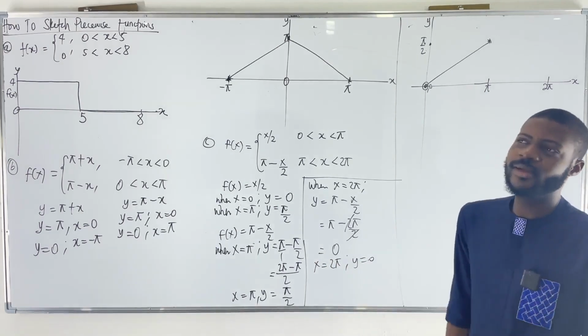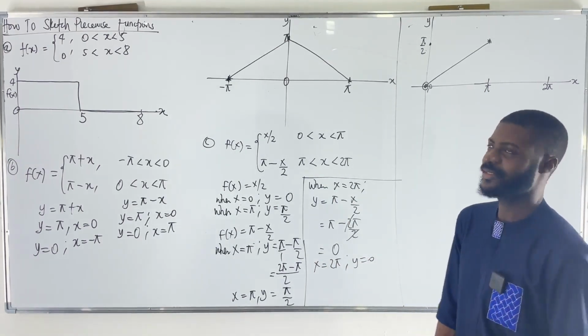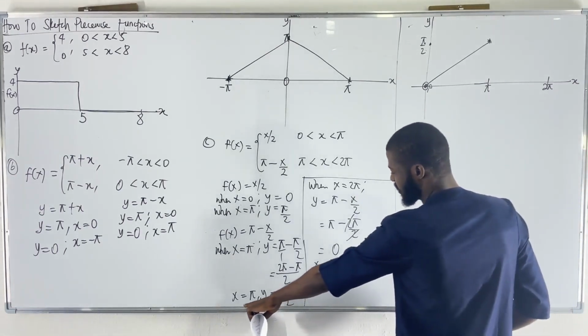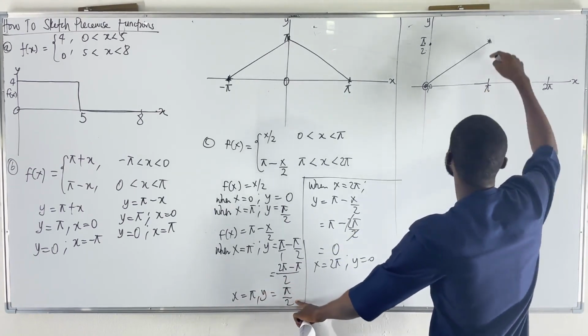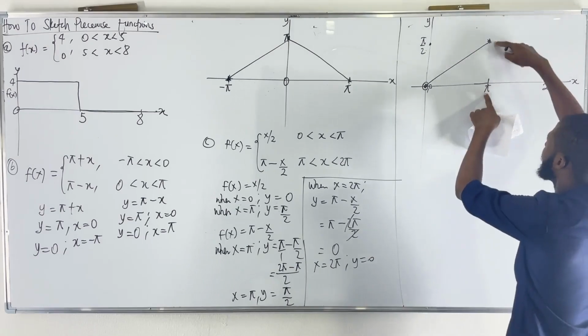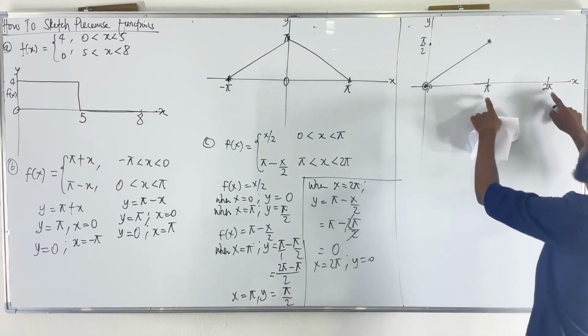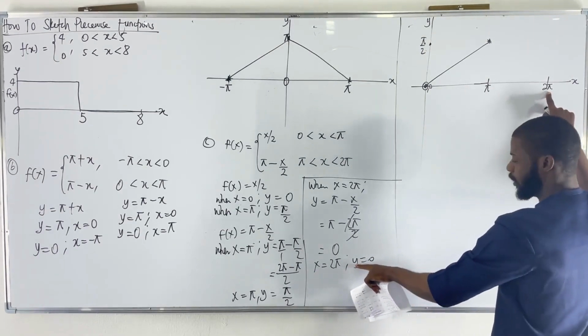Sometimes I always say that sketching these graphs piecewise is always the easiest. So let's do this guy. When s is pi, y is pi over 2, which is the same thing here. So it's the same thing. We've plotted it before.